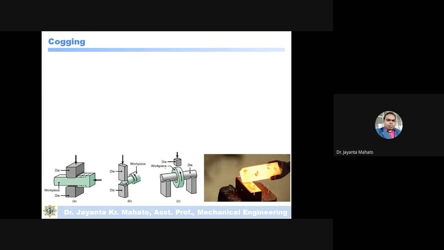Now another is the gogging. Gogging is another forging operation. So in this process, just see this animated view. Here you are hammering this heated workpiece, and simultaneously you are rotating this workpiece also. Okay, so you are hammering and rotating. So from this rectangular type of shape, you can produce this circular type of product.